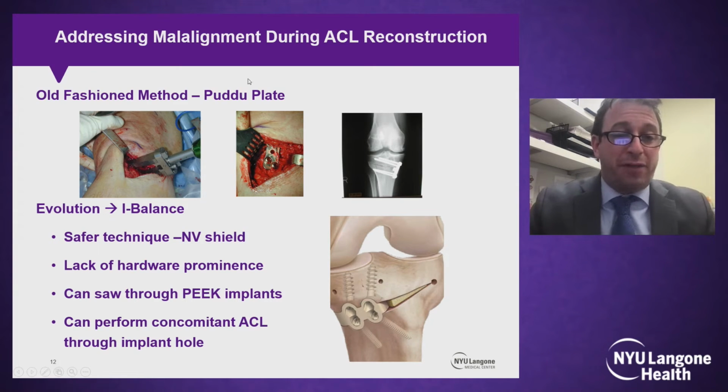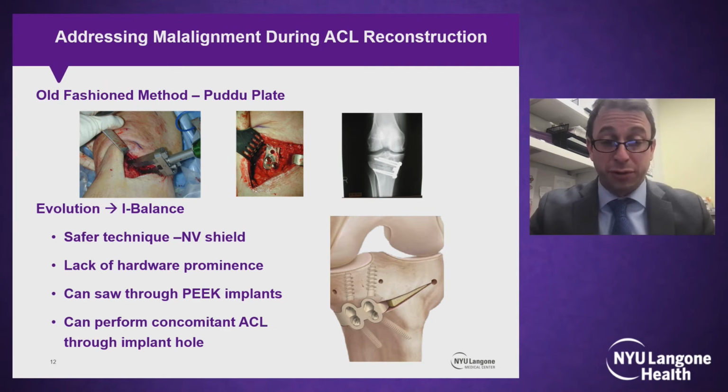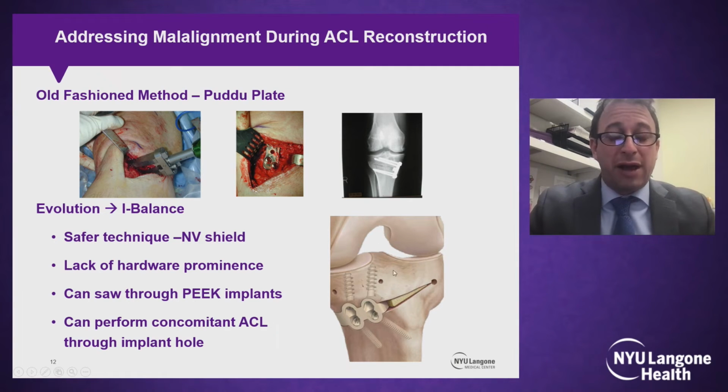Compared to the old-fashioned method utilizing a metal Puddu plate, which had the potential for symptomatic hardware and the need for hardware removal at a later date, it was very difficult to perform a concomitant ACL because you'd have to thread the needle through the two proximal screws. The implant that I utilize for this combined procedure is really an evolution in the technique. The instrumentation is safer due to the utilization of what's called the neurovascular shield, which I'll show you shortly. Because the implant is flush with the medial surface of the tibia, it lacks hardware prominence and the eventual likelihood of a hardware removal being required.